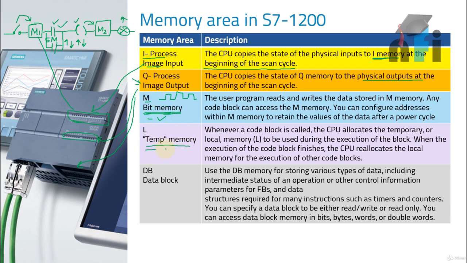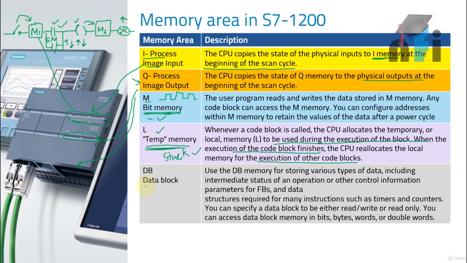Then you have temporary memory. Now what happens if you have a lot of inputs and outputs? The PLC sometimes stores the result in a stack. A stack is a group of memory allocated for making the logic, for processing the information. We call it local memory or temporary memory. It says it is used during the execution of the logic. When the logic execution of the code finishes, the CPU reallocates the local memory for execution of other code blocks, so this gets cleared as well. If the stack is cleared, it can be used for another process of information.